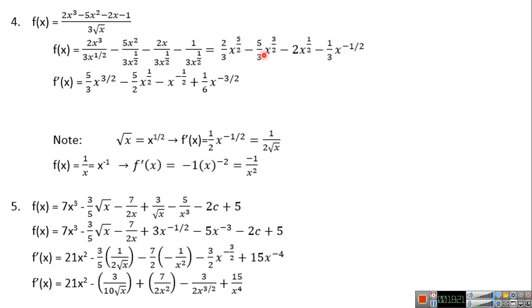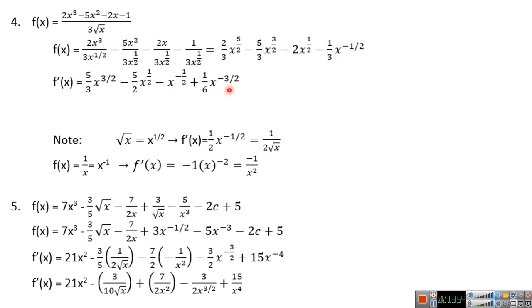So once I have it of that form, I do the derivative. 2 over 3 times 5 over 2 will be 5 over 3. 5 over 2 minus 1 will be 3 over 2. Here minus 5 over 3 times the 3 over 2 will be minus 5 over 2. You decrease the power by 1, so 3 over 2 minus 1 is half. Here half times minus 2 is minus 1, you can see it here. Half minus 1 is minus half, times minus 1 over 3 is 1 over 6, and you put minus 1, so it will be minus 3 over 2.